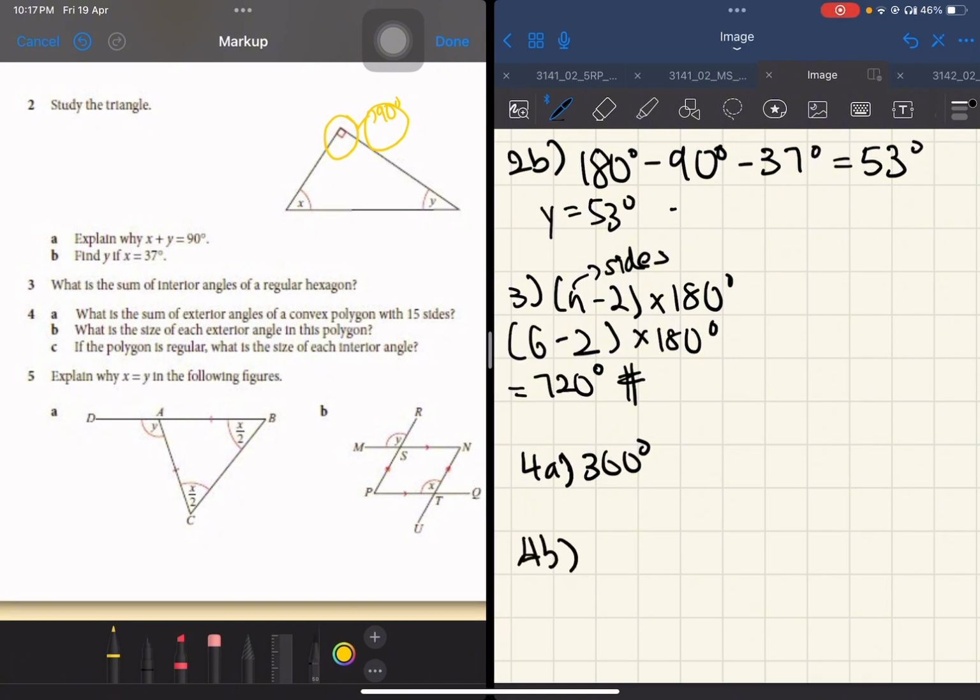Now, for B, what is the size of each exterior angle in this polygon? Now, the keyword here is each exterior angle in this polygon. To find each of the exterior angles in a polygon, we're going to use 360 divided by 15, because it is a convex polygon, like a regular one. So you can get 24 degrees. That's how you find the size of each exterior angle in a polygon.